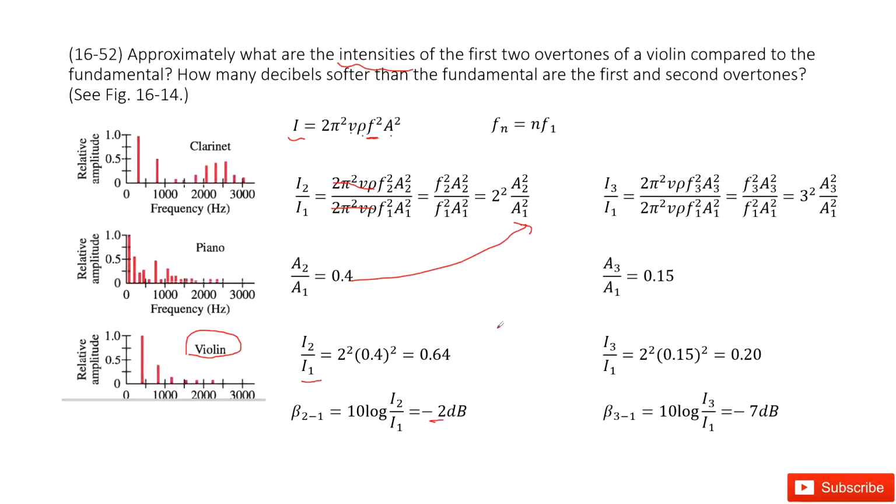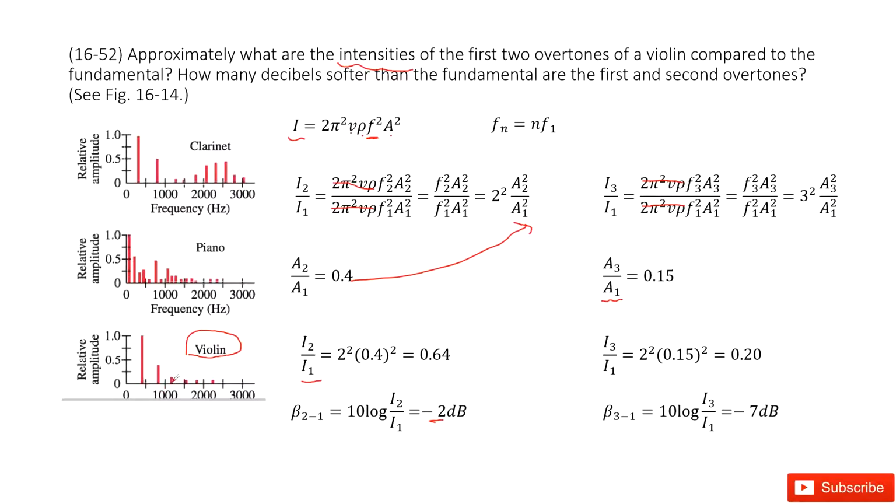Now, very similarly, we can look at the second overtone. This is called I3, right, with I1. We still find the intensity ratio first. So we write the intensity function for the second overtone in this part, and the intensity function for the fundamental in this part. This constant is cancelled. And then we can see f3 over f1 equal to 3, right? So we have f3 equal to 3 times f1, so 3² A3² over A1², so we need to find the ratio for amplitude.